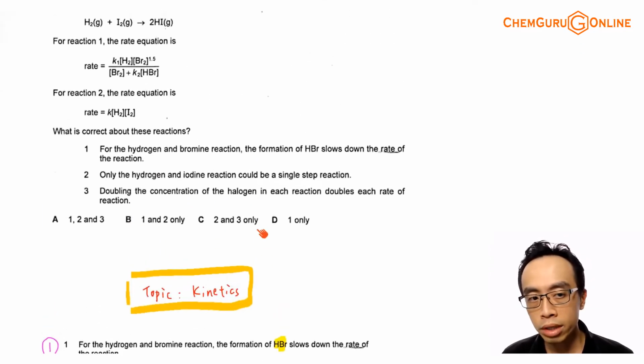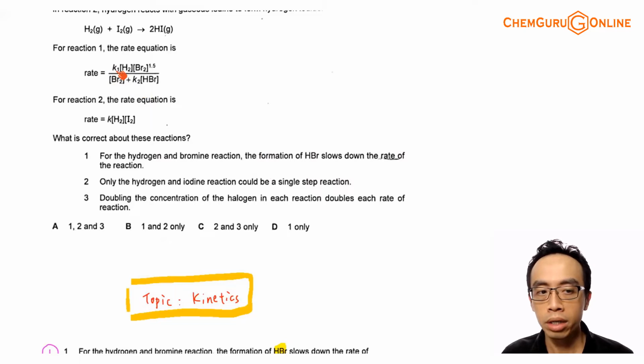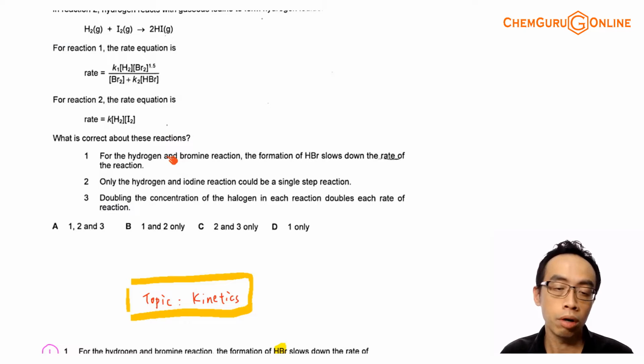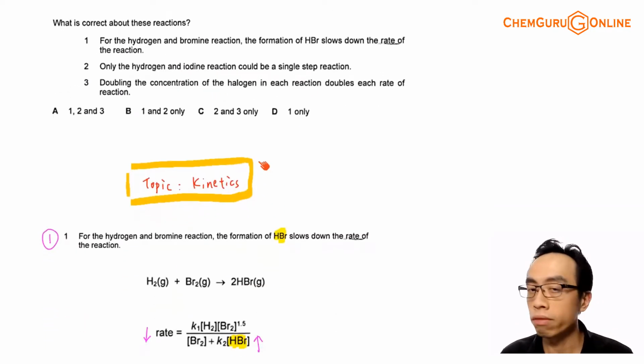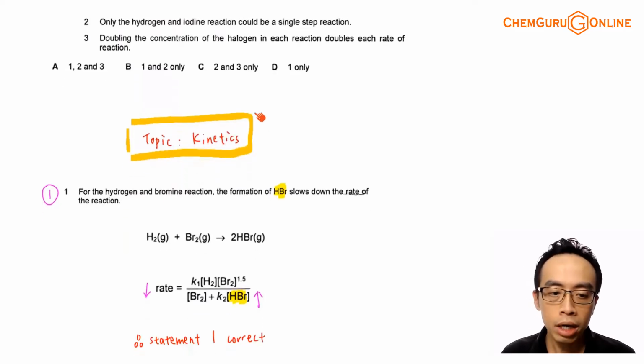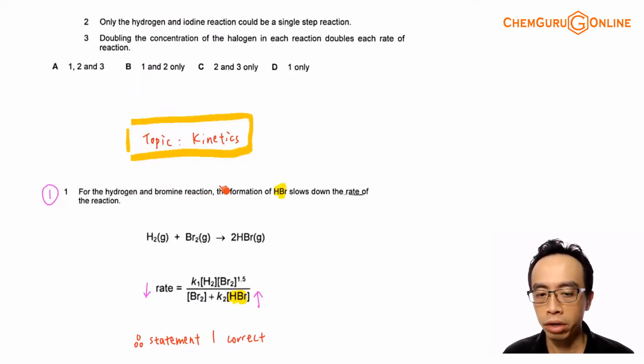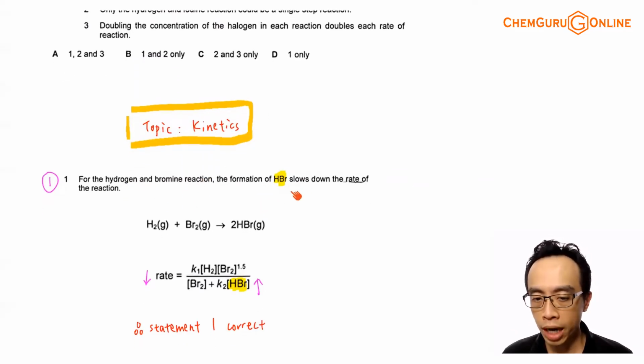And again, the portion which is intimidating is the rate equation for reaction number 1. We actually don't really need to understand this very well. Later, when we run through the options, we will be able to deduce which of these statements are correct part by part. So let us talk about each of these statements. The first one, involving the hydrogen and bromine reaction: formation of HBr slows down the rate of the reaction.